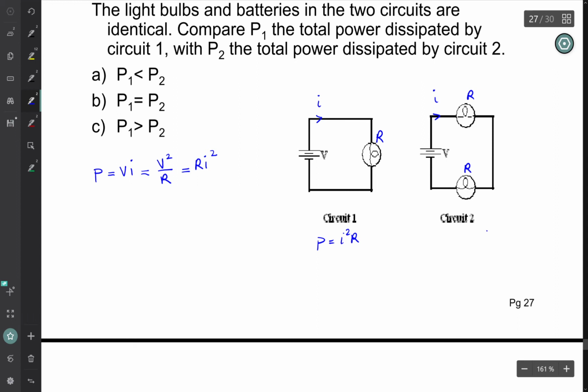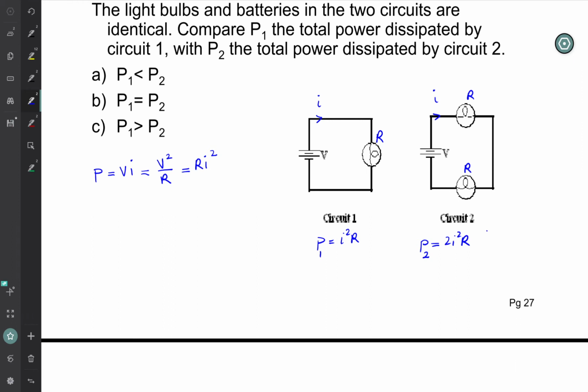And for the second circuit, you would say, oh, I have two light bulbs, so therefore I will have 2 I squared R. Therefore, if I call the power dissipated in circuit 1 P1 and for circuit 2 P2, P2 would be bigger than P1, and the answer would be A. And this is absolutely wrong.